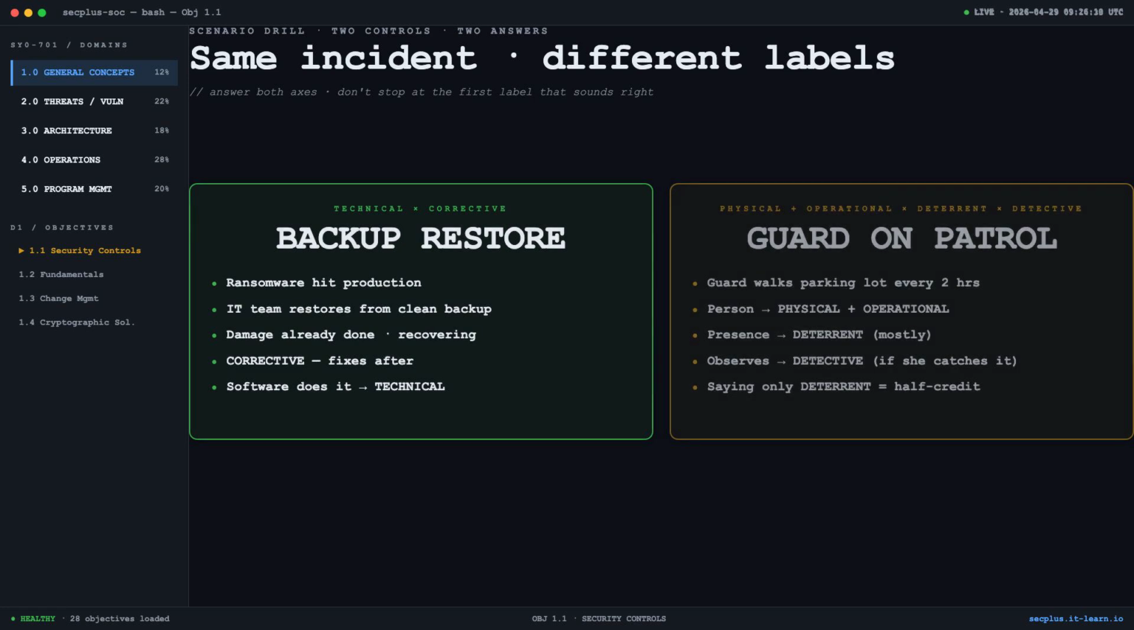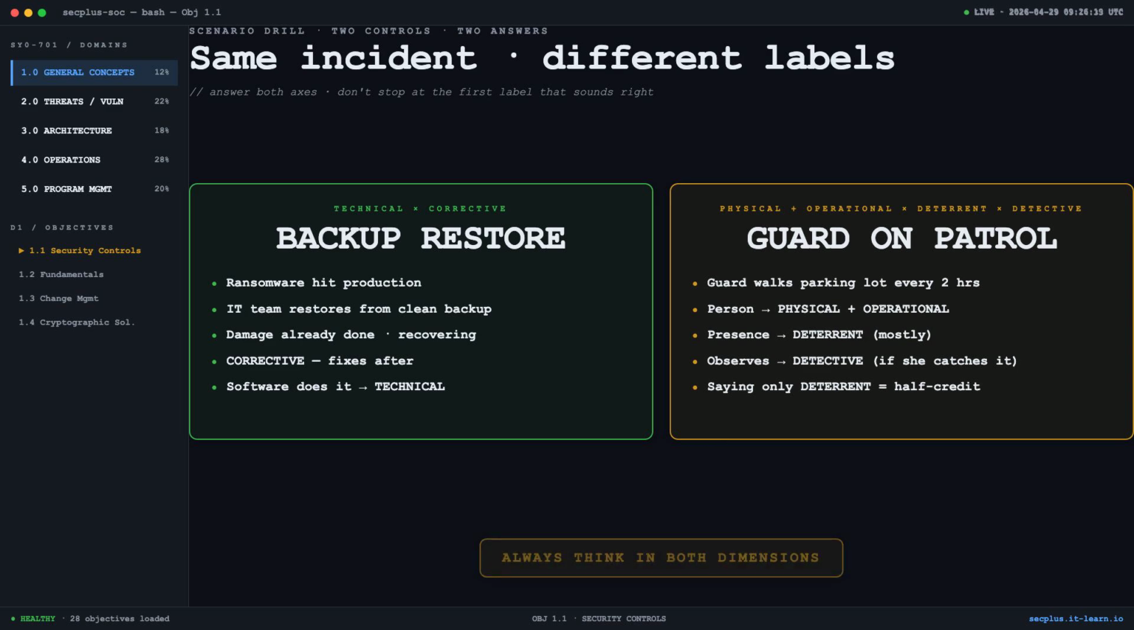What category and type? Category, physical and operational at the same time. Type, deterrent because his presence discourages bad behavior, and detective because he observes and reports. If you only said deterrent, you missed half the answer. Always think in both dimensions.